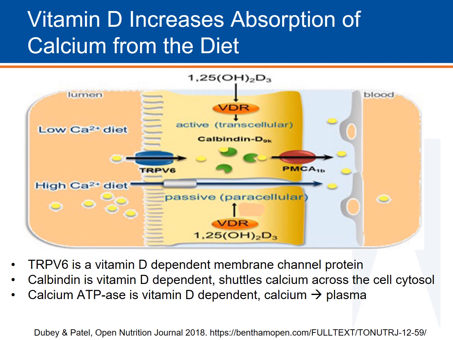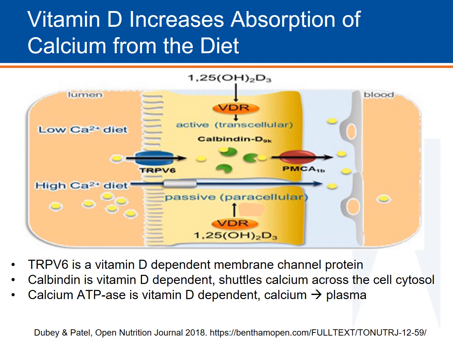Now, the first you've already heard about, and that is the vitamin D-dependent membrane channel protein. It's shown in blue, called TRPV6. So that is upregulated in the presence of vitamin D and the parathyroid hormone. In addition, calbindin shuttles calcium across the cell cytosol and is also vitamin D dependent. And a third pathway is the passive paracellular pathway that is upregulated in the presence of vitamin D. So you see 1,25-dihydroxyvitamin D3 at two different places increases calcium absorption either through calbindin or through passive paracellular absorption mechanisms.